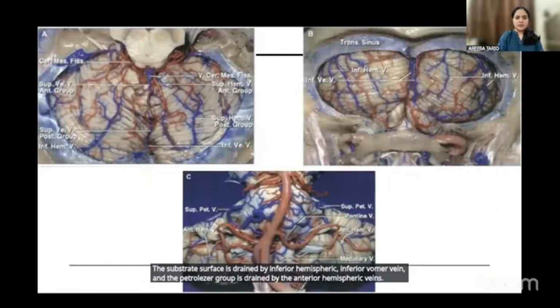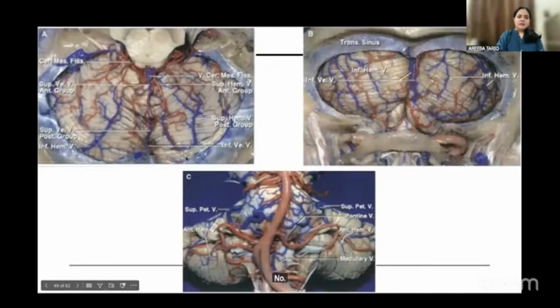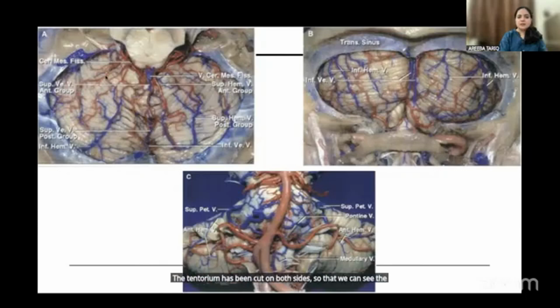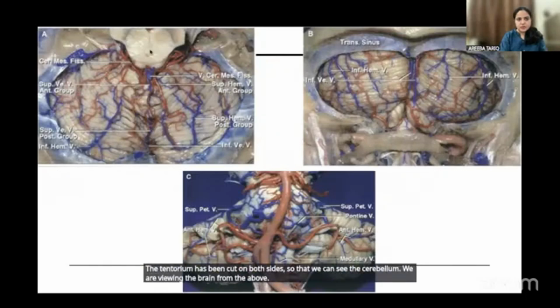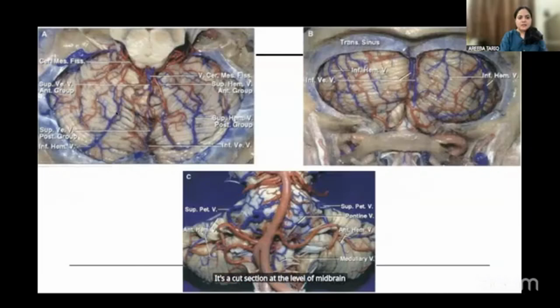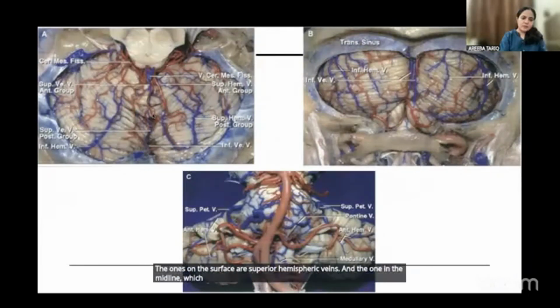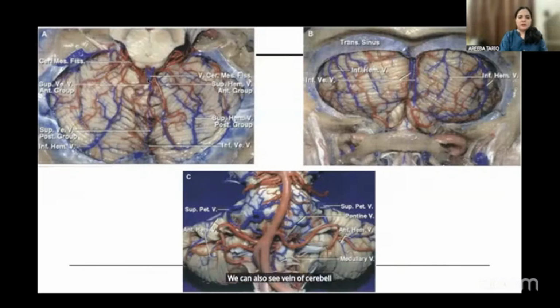Now, this is the tentorial surface of the cerebellum. The tentorium has been cut on both sides so that we can see the cerebellum. We are viewing the brain from above. It's a cut section at the level of the midbrain. And we can see these vessels, the veins that are running. The ones on the surface are the superior hemispheric veins. And the one in the midline, which is draining the vermis, is the superior vermian vein. Very simple. We can also see the vein of the cerebellomesencephalic fissure here, which is a deep vein.